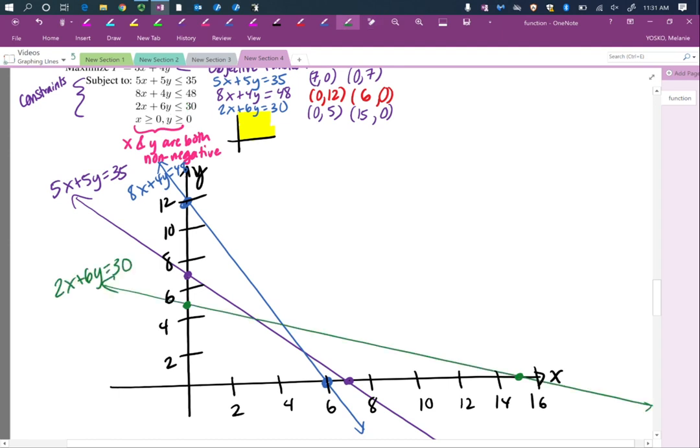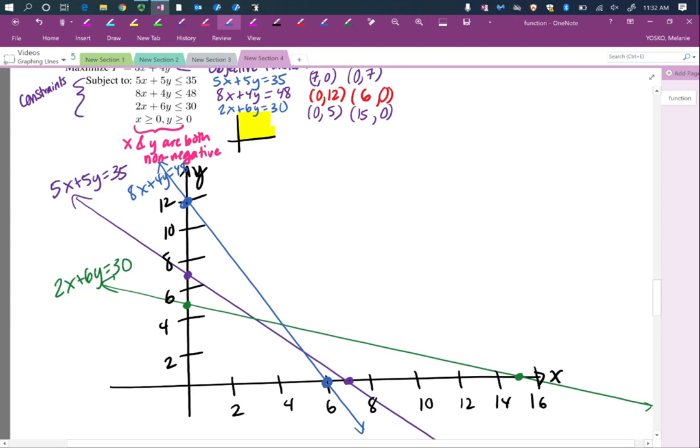We label our line. Now we're going to start looking at how we're going to do the shading so we can figure out how to graph the inequalities. So look at the first one, 5x plus 5y equals 35. So that's this line right here. We're going to choose a test point that is not on that line. (0, 0) is not on that line, so that would be convenient to pick.